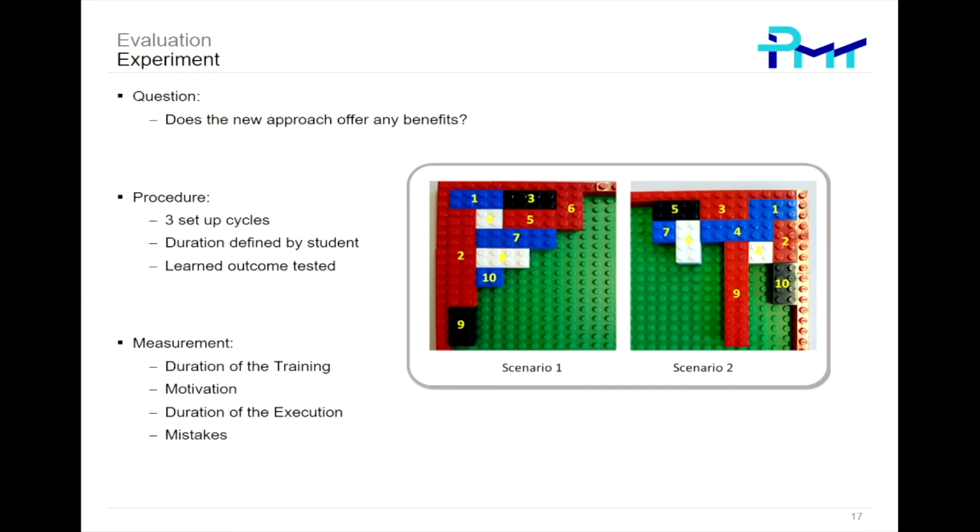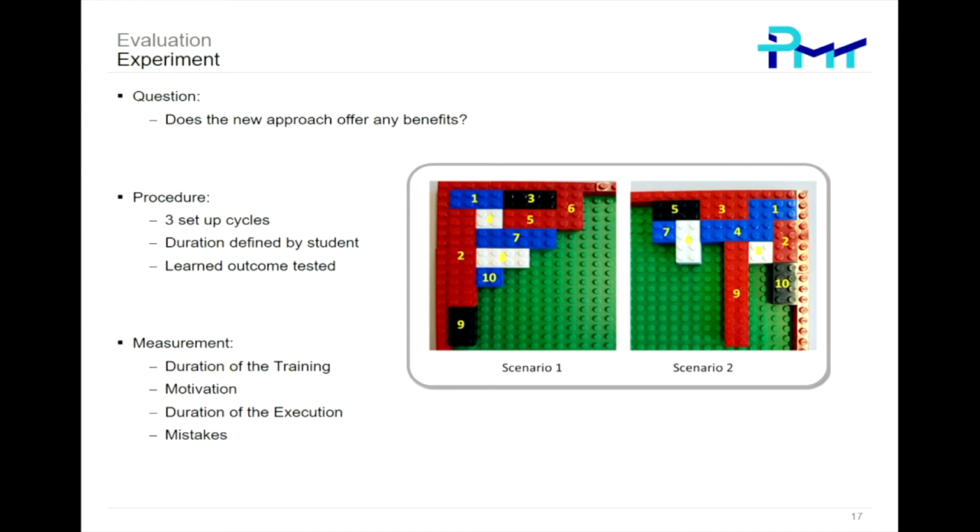is I took these plastic Lego bricks and then I'll carry out the experiment with these two scenarios, and then later derive, or hope that I can take, these results to reality. So what is the question of the experiment? It's the one and only question: does the new approach offer any benefits? Again, this is in comparison with the VR standard approach that I explained earlier.